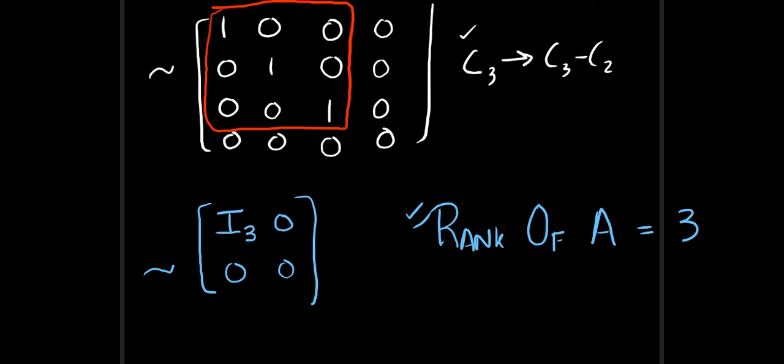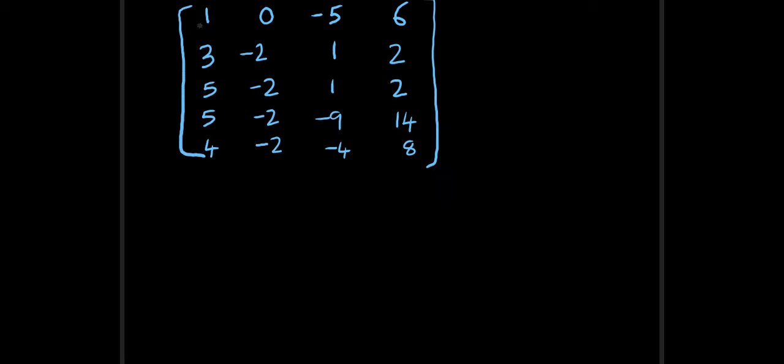Now let's try one more question. And these questions are from your past year's question papers. Okay, so please try the next question. Find the rank of the matrix. Okay, it's a huge one. There are 5 rows and 4 columns.